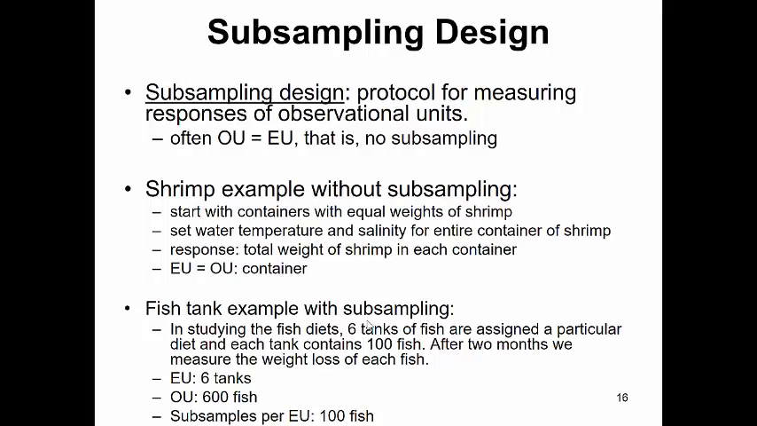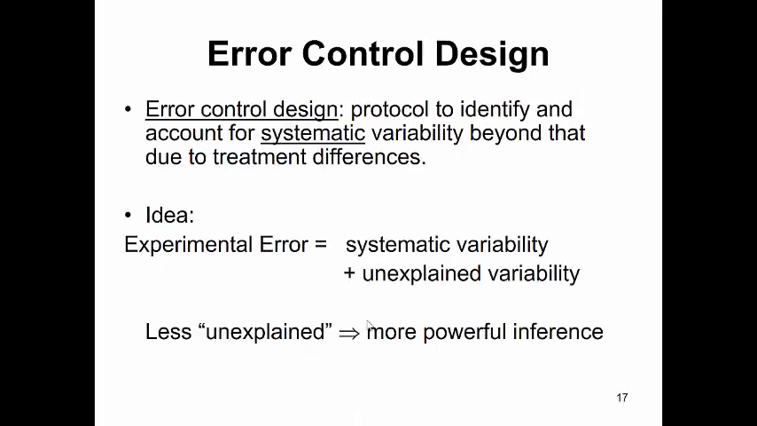The other designs that we're going to talk about are called error control designs. An error control design is a protocol to identify and account for systematic variability. Our idea with these experimental designs is we want to explain the phenomena we're looking at as well as we can. So the idea is everything's in error, right? You start out with everything in your experimental error.